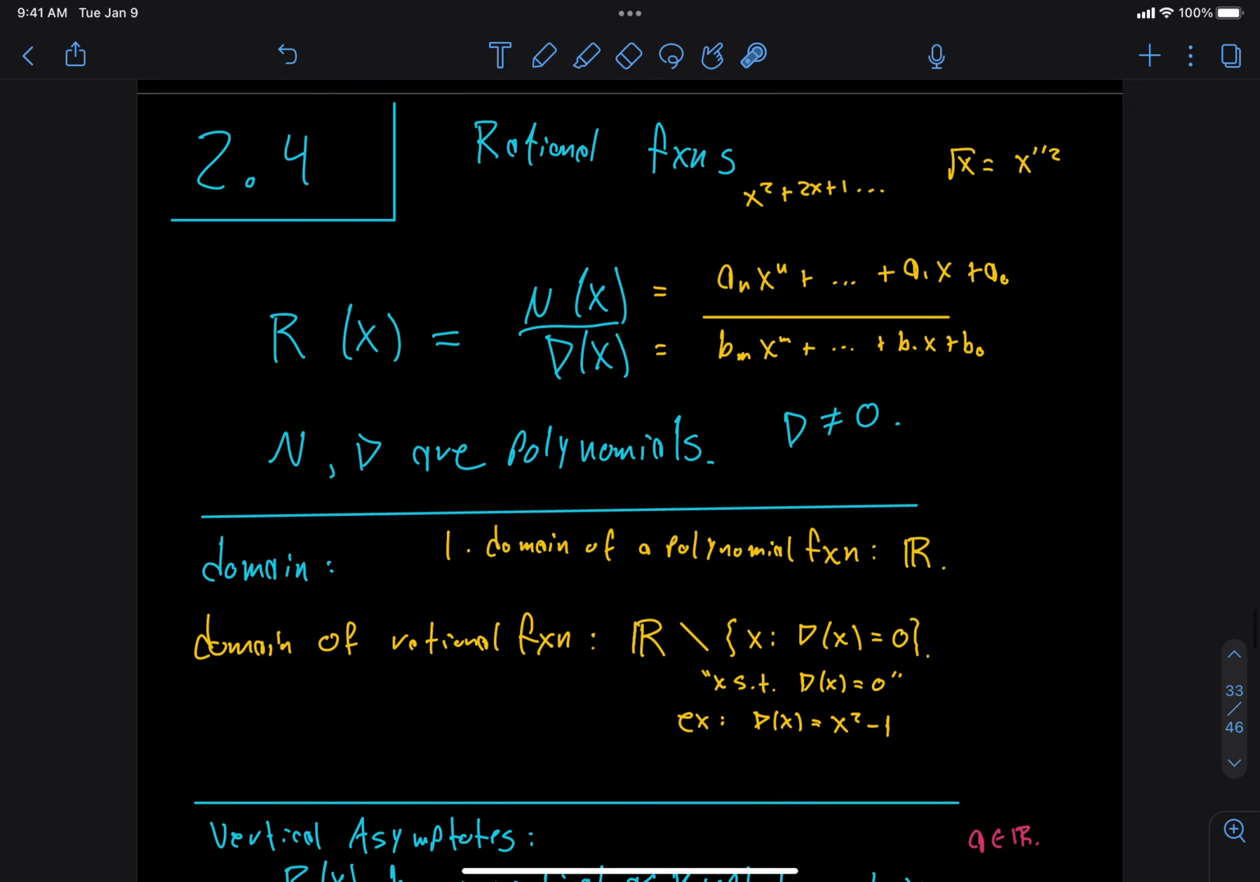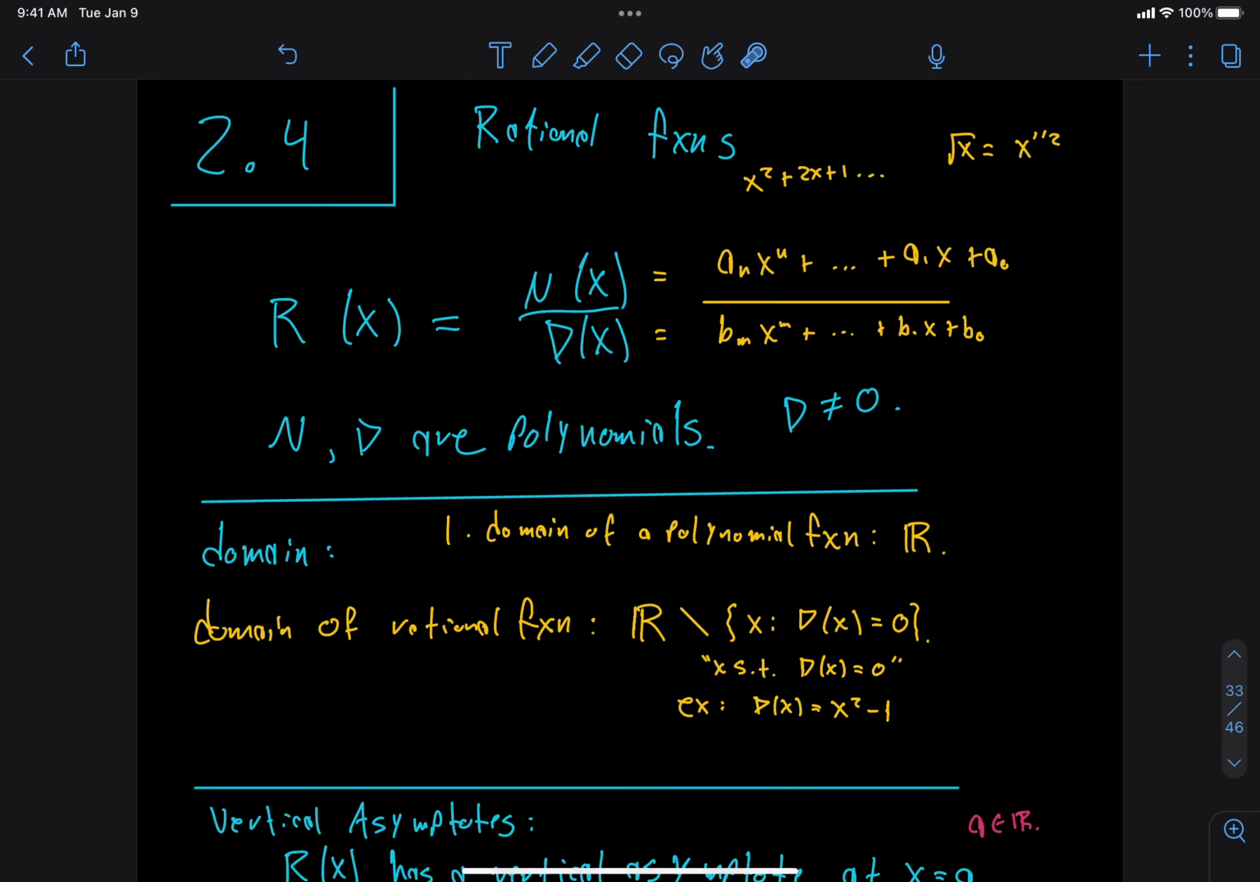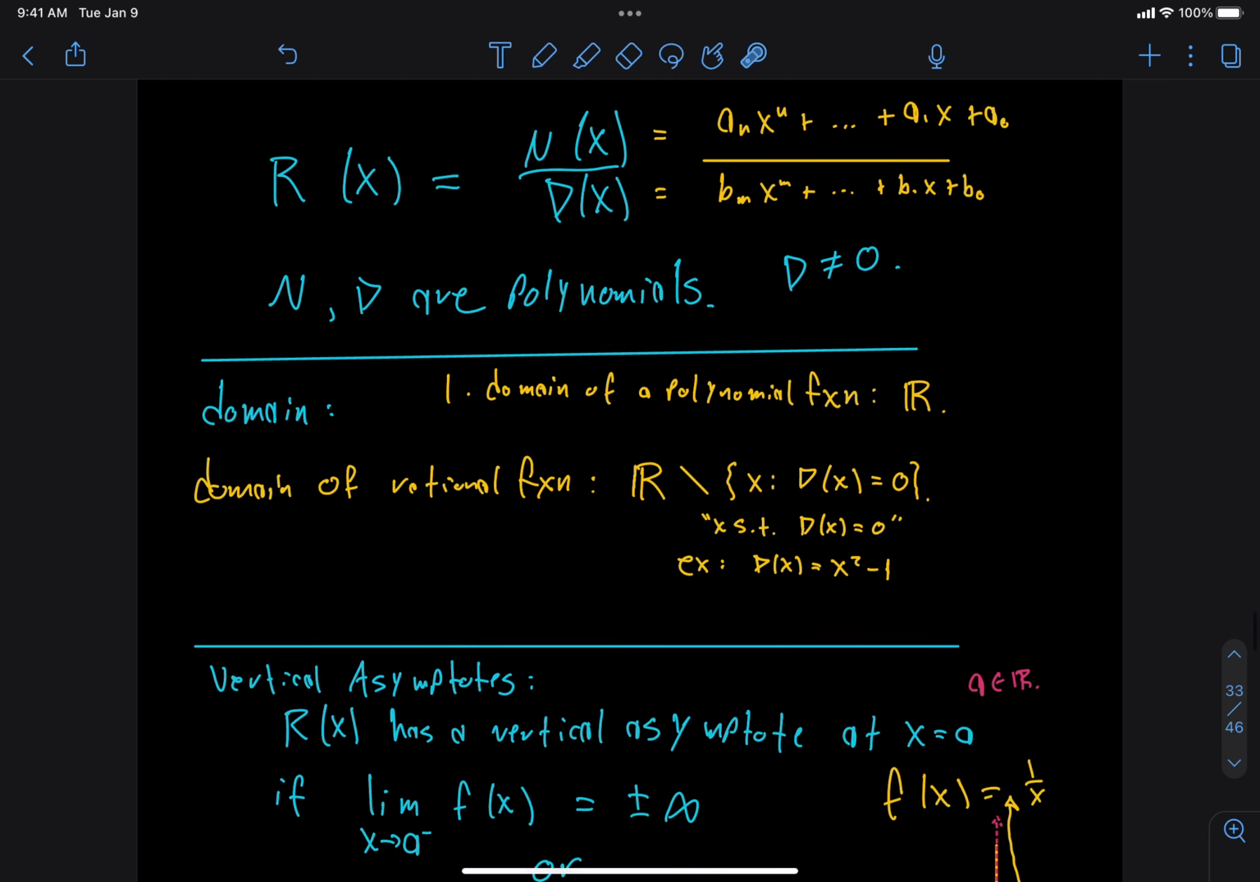And the one thing we need to worry about with the domain of rational functions is that the domain should exclude any values that make the denominator 0, right? So if you factor the denominator and you find all of the zeros of that denominator, you need to exclude all of those zeros from the domain of the function for obvious reasons. Namely, we can't divide by 0.